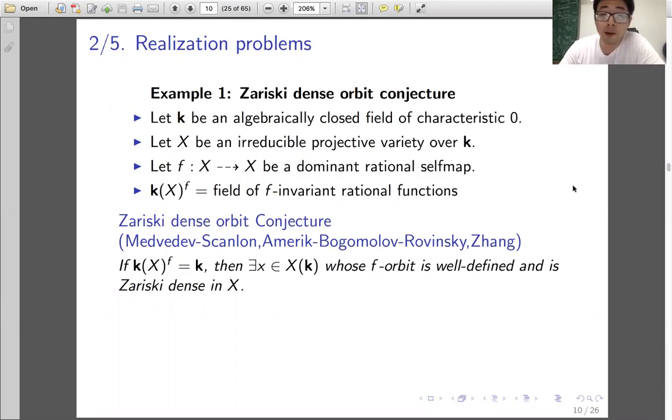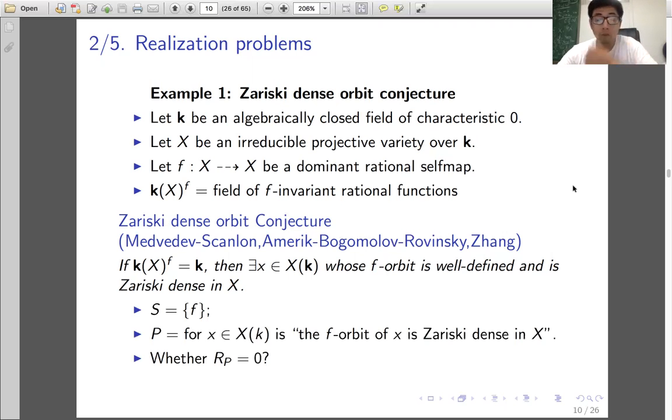If K^F equals K, meaning if there is no non-constant F-invariant function, then there is a K-point x whose F-orbit is well defined and is Zariski dense in X. So if we take the algebraic structure S to be this rational self-map F, and we take the property for a K-point x to be that the F-orbit of x is Zariski dense in X, then the Zariski dense orbit conjecture just asks whether R_P equals 0.